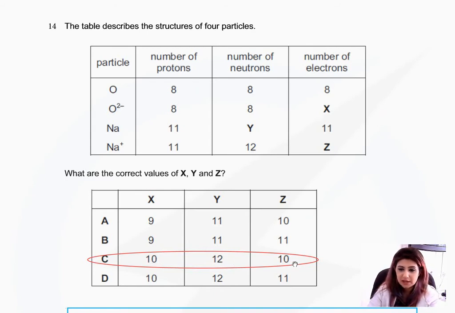And then we have Z. Z is to find the number of electrons, okay? So we have 11 protons, and sodium is positive. Remember, positive ions give. So giving away 1. So they had 11 at the beginning, and they're giving away 1, so that made it 10. So that's why it's here.